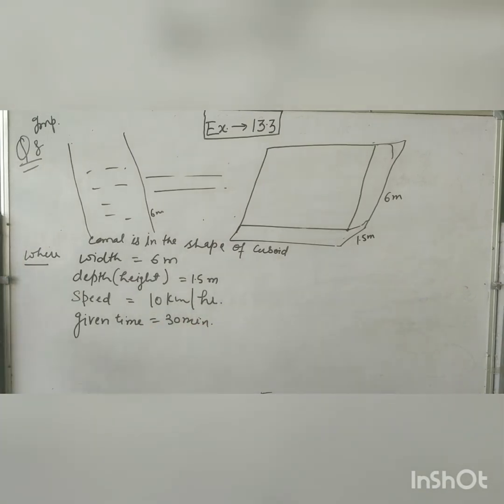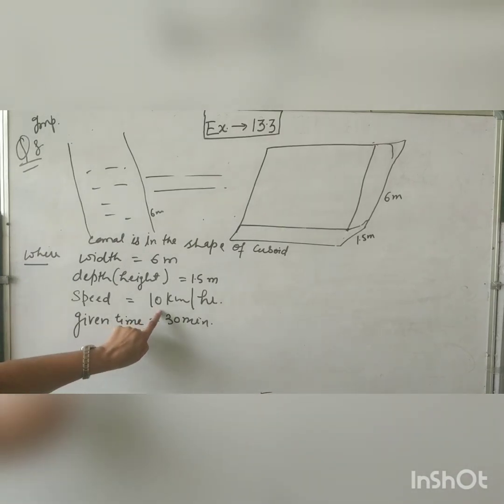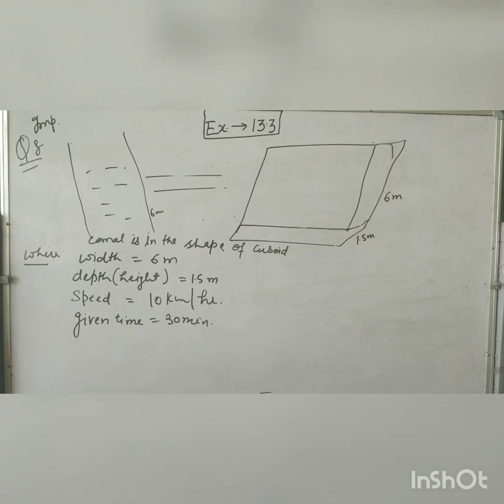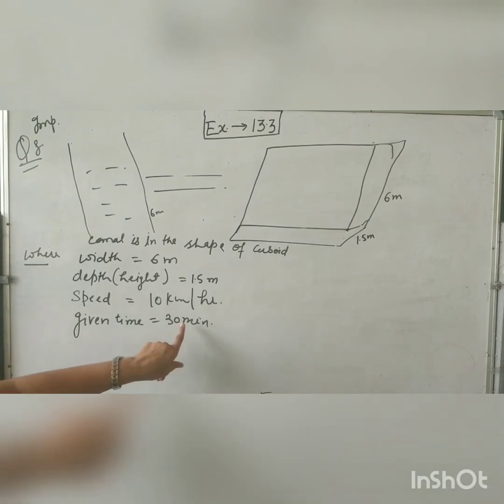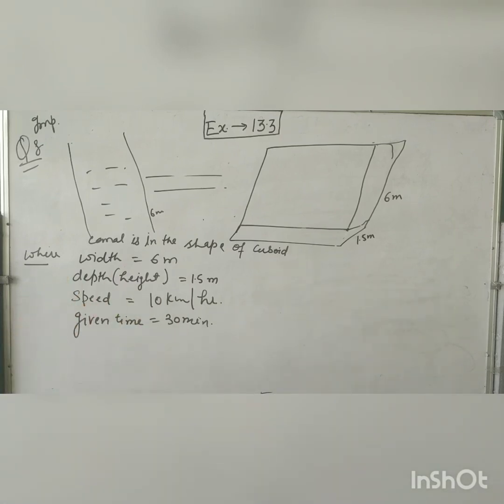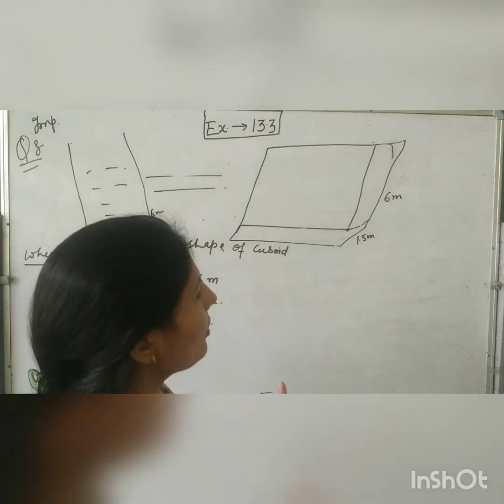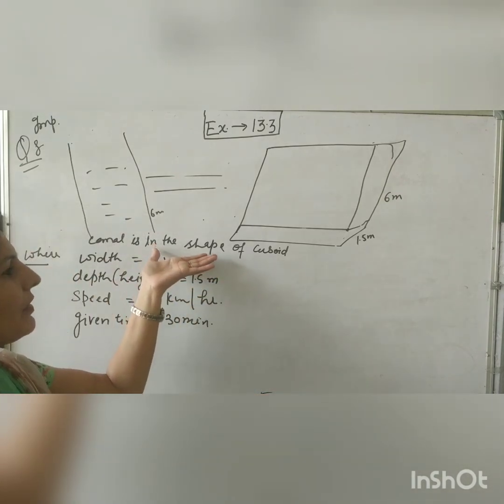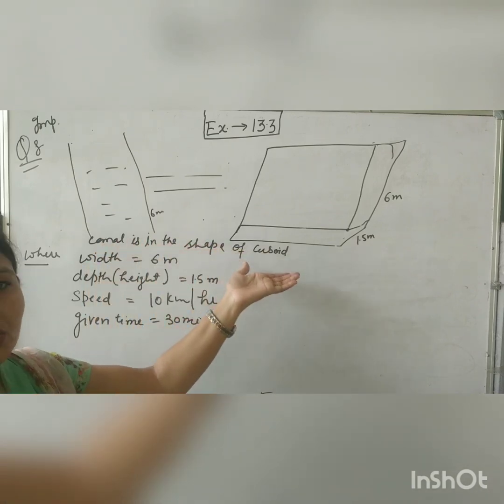Right? Water in canal 6 meter wide and 1.5 meter deep is flowing with a speed of 10 kilometer per hour. How much area it will irrigate in 30 minutes if 8 centimeter of standing water is needed? Okay. Now, what we have to find? We know that shape of canal is cuboid.